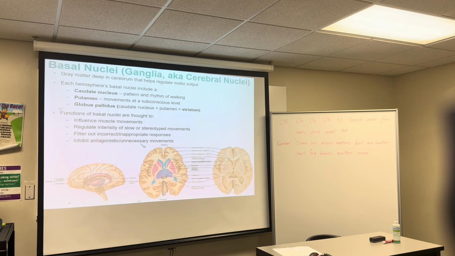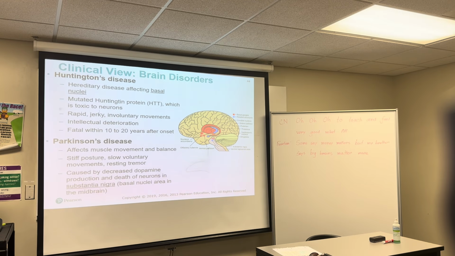So what is the function of the basal nuclei? Influence muscle movement, regulate intensity of slow or stereotyped movement, filter out incorrect and inappropriate responses, inhibit antagonistic and unnecessary movement. Now, if you have a disease called Huntington disease, you will have a mutated Huntington protein, which is toxic to the neurons. Due to the toxicity of that protein to the neurons, you will have rapid, jerky, involuntary movement, intellectual deterioration, fatal within 10 to 20 years after onset.